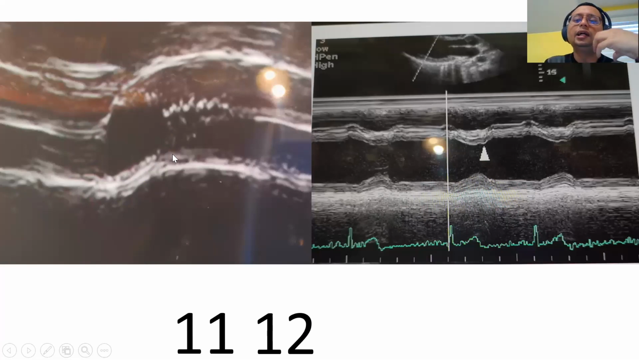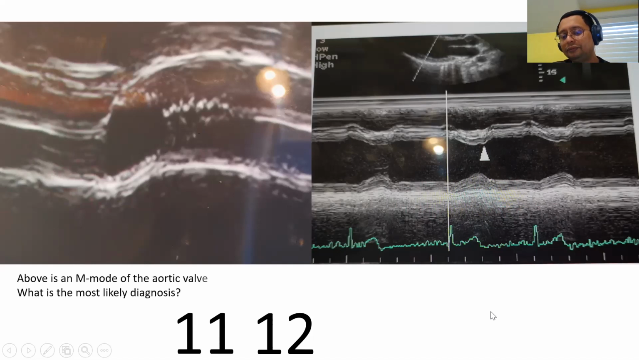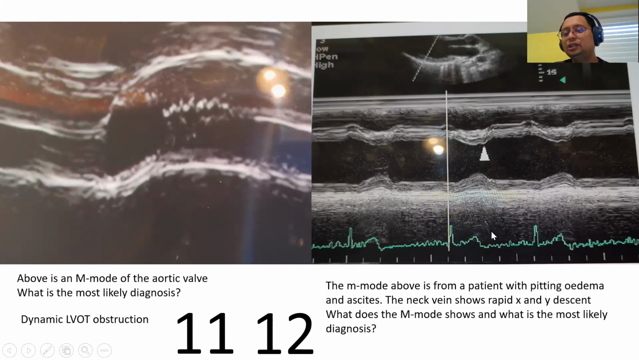What are the clues that this is not the aortic valve leaflet? Below there is fluttering of the aortic valve leaflet, so this cannot be a problem with the aortic valve leaflet. Now, what about this second M-mode? This is the interventricular septum. Look at this. What is that? You have a septal bounce. This patient has a septal bounce at every beat.